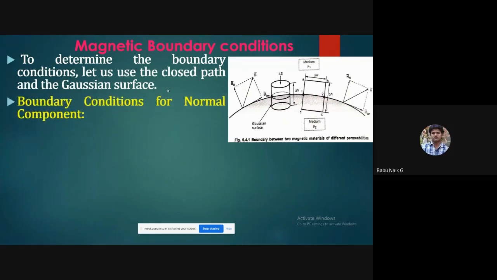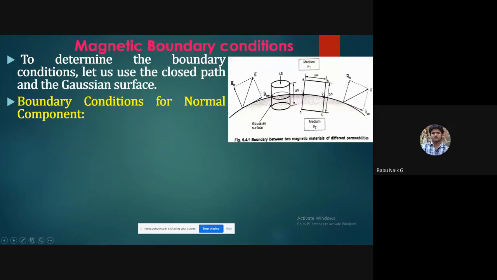Let me first consider the boundary condition for the normal component. To calculate it, let us consider the Gaussian surface. The Gaussian surface is a cylindrical shape that I have put on the boundary, and this cylinder is half in medium 1 and half in medium 2.